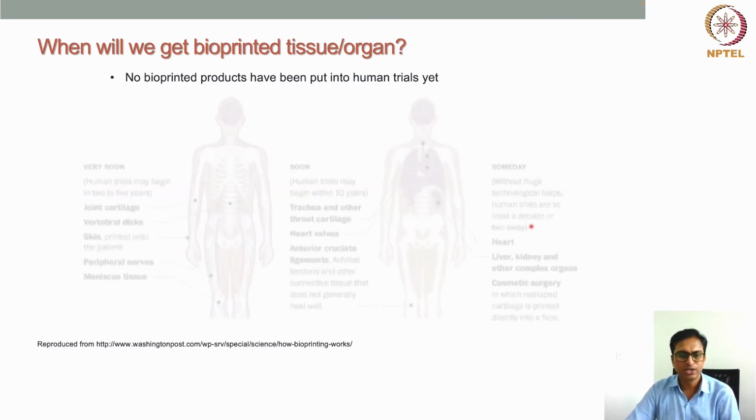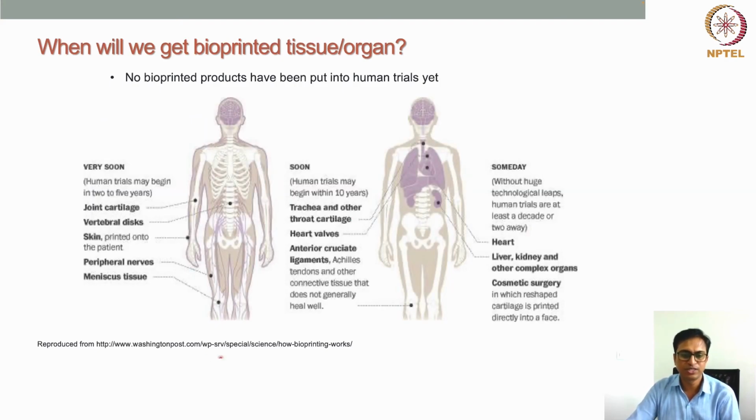Now let us understand exactly how different tissues can be developed. I have taken this from this link, so please go through this link to understand this further. Probably a few tissues like joint cartilage, vertebral disc, and skin can be developed within 2 to 5 years and used. Peripheral nerves, meniscus tissues, all these things can be developed in a few years, and probably used for clinical application within 5 years or so. These come under the very soon category.